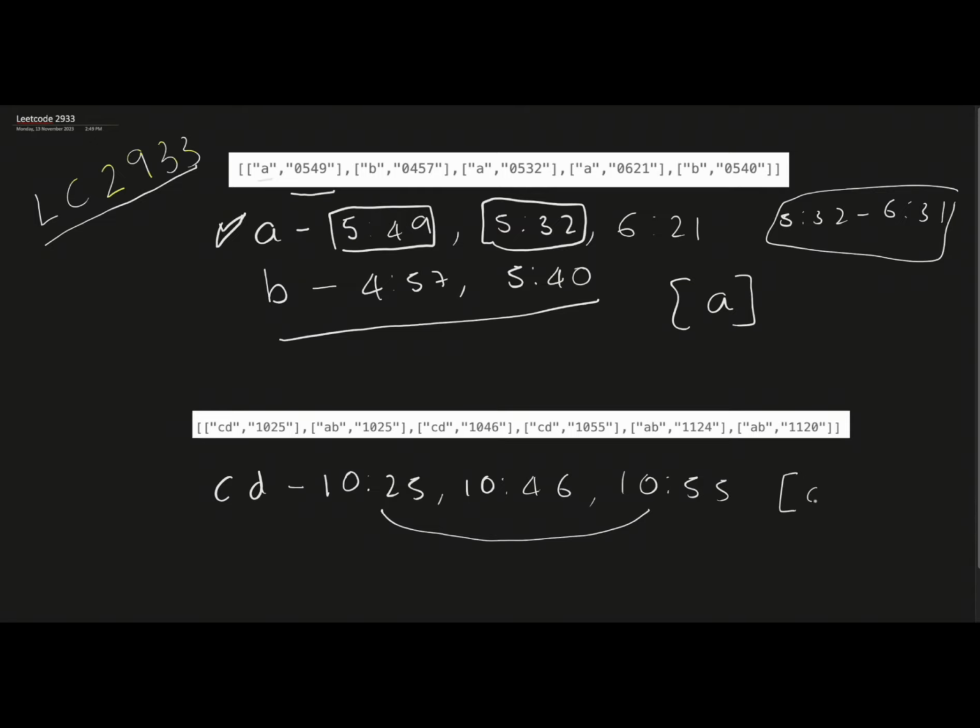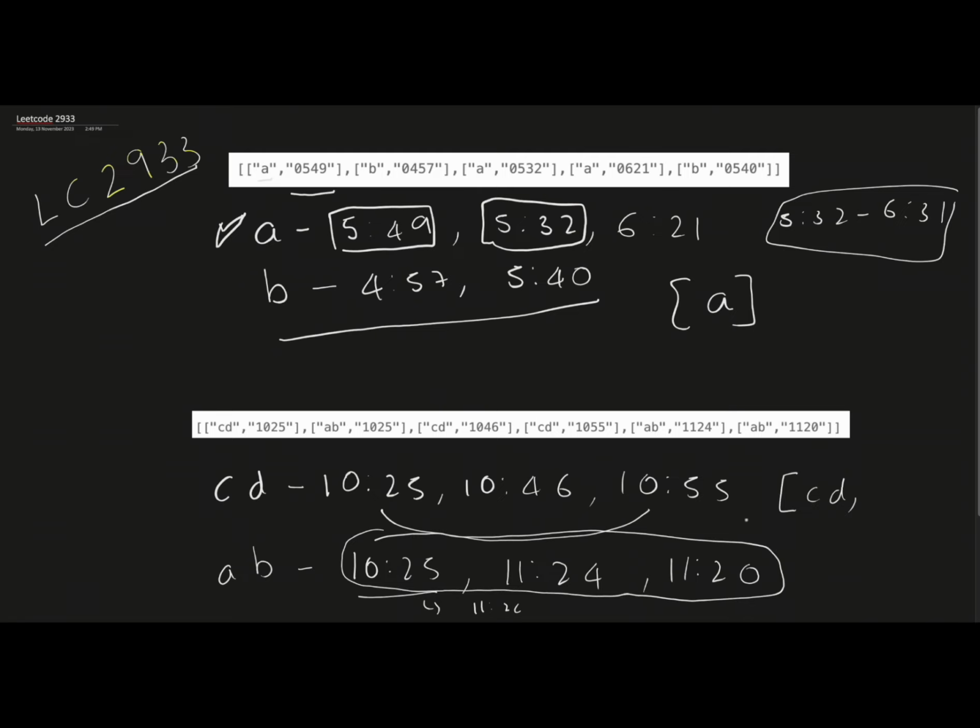So in our vector, for sure, we have to send CD. And AB, it's at 10:25, at 11:24, and at 11:20. If I start at 10:25 to 11:24, this is exactly 1 hour apart, and in this span he has accessed three times. So the answer here becomes CD and AB. So the vector which we need to return is this one. So this is the problem.